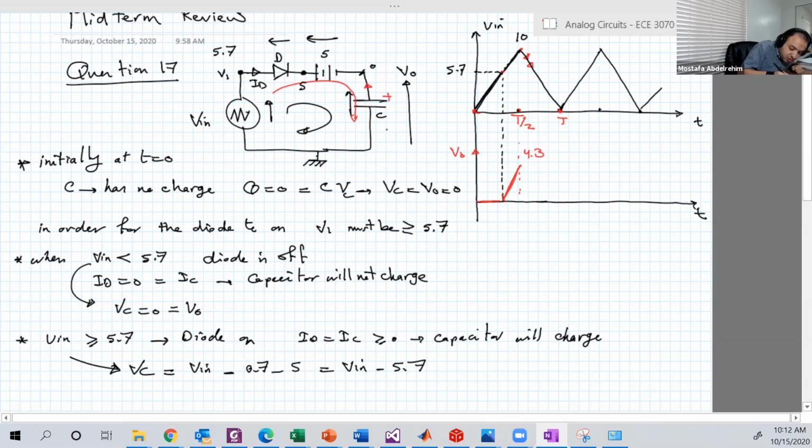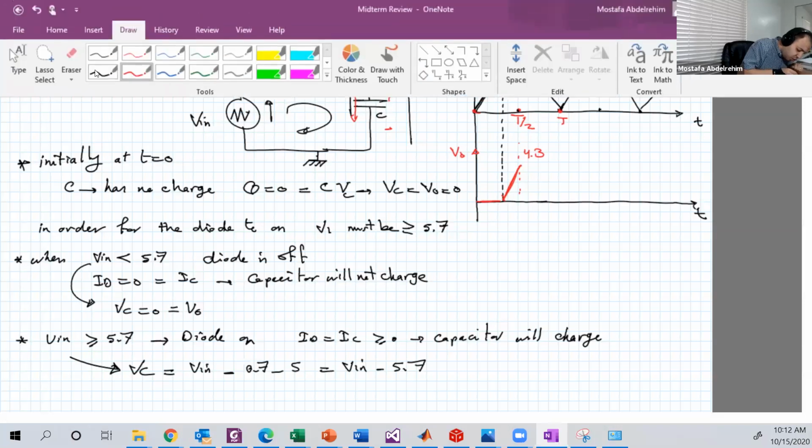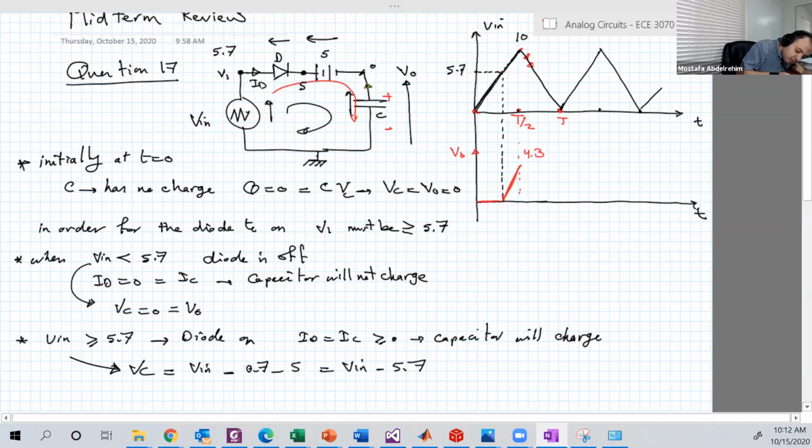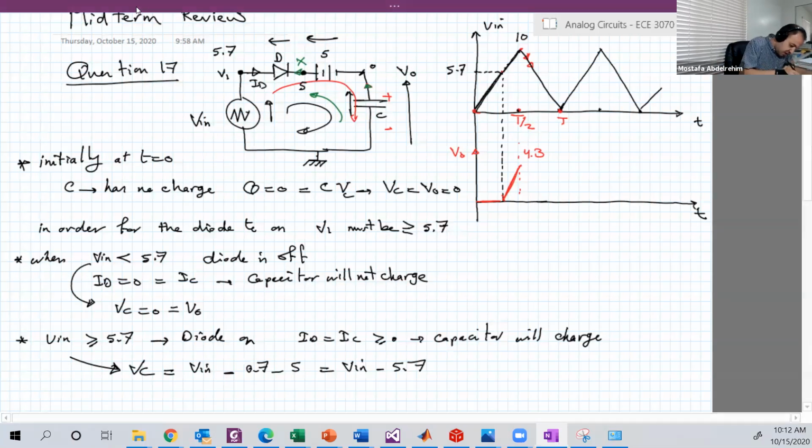So this was the positive, this was the negative. When the capacitor tries to discharge, it discharges in the opposite direction to the charging current, so the discharging current will be in that way. But this is not gonna happen because the diode cannot permit current flowing in that way, from N to P.